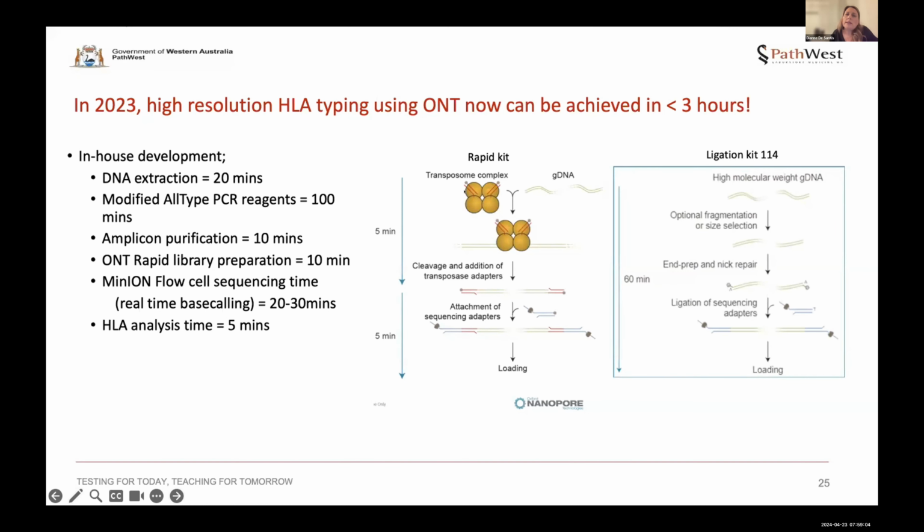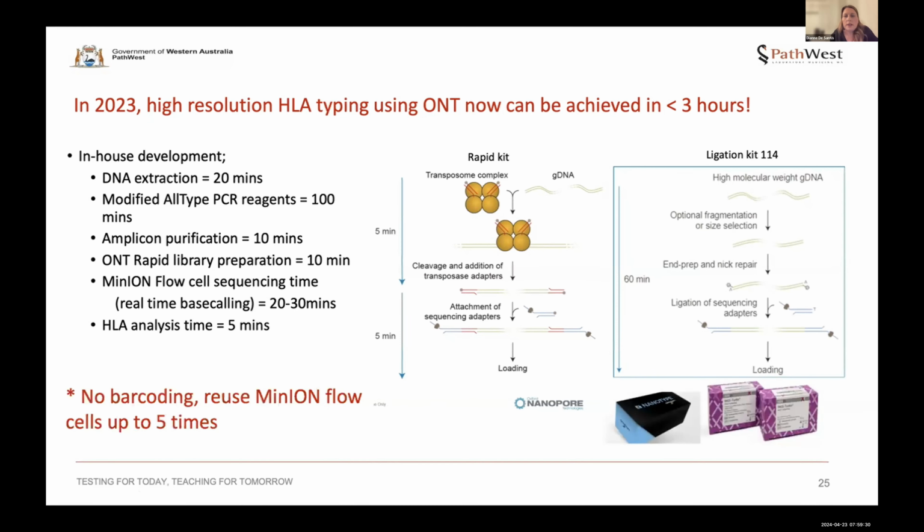This rapid kit has a transposon complex, which cleaves the DNA and adds the adapters, and then attaches the sequencing adapters all in 10 minutes, compared to about an hour in the standard ligation kit 114. So no barcoding. We use the MinION flow cell up to 5 times. And now these types of methods are available commercially through Omexon and Gendex.